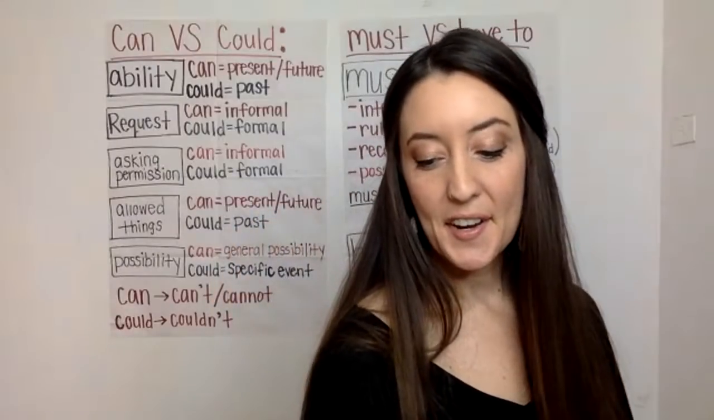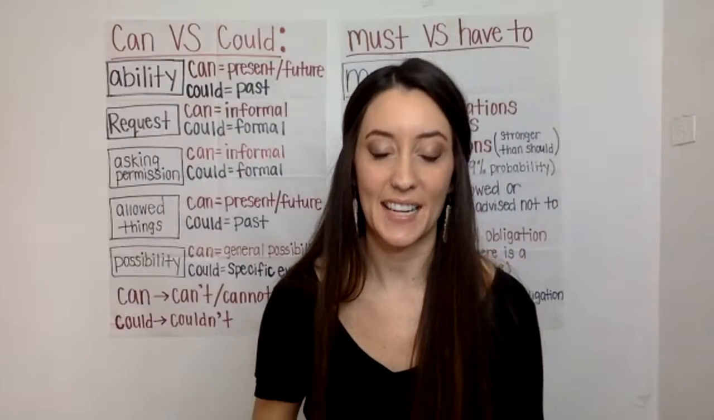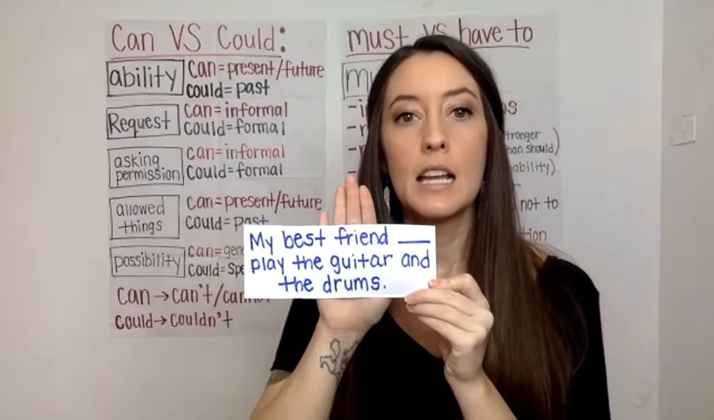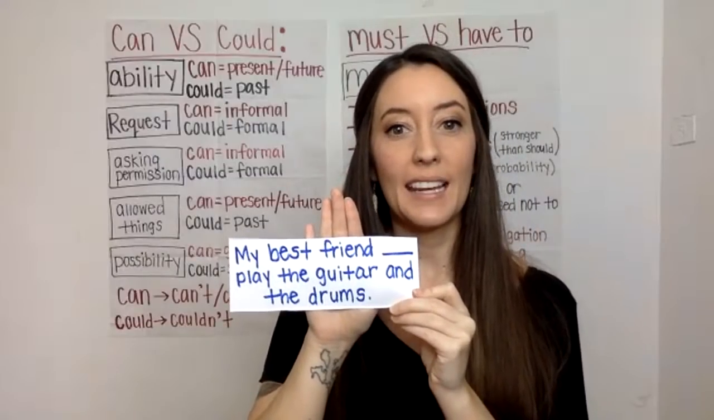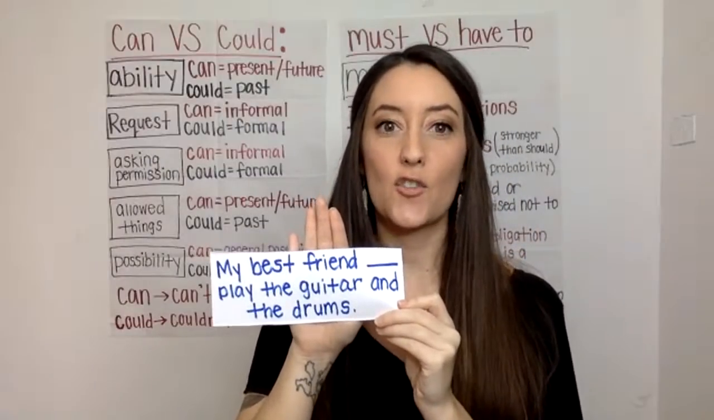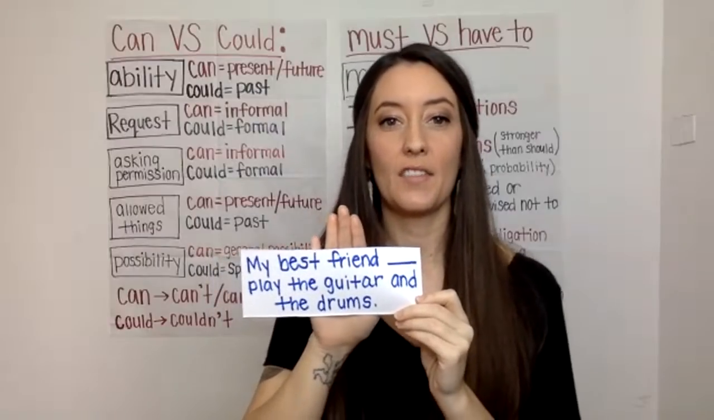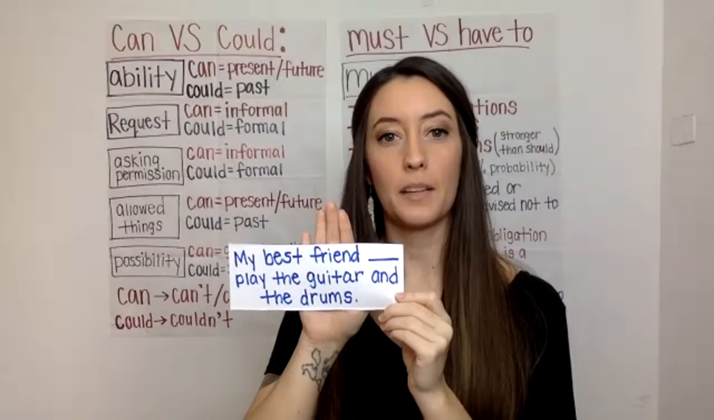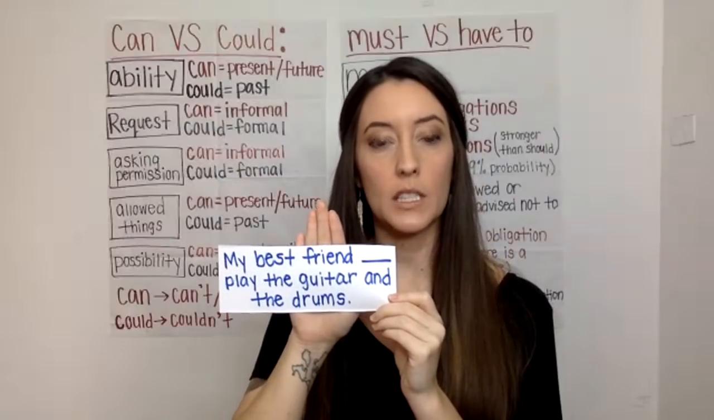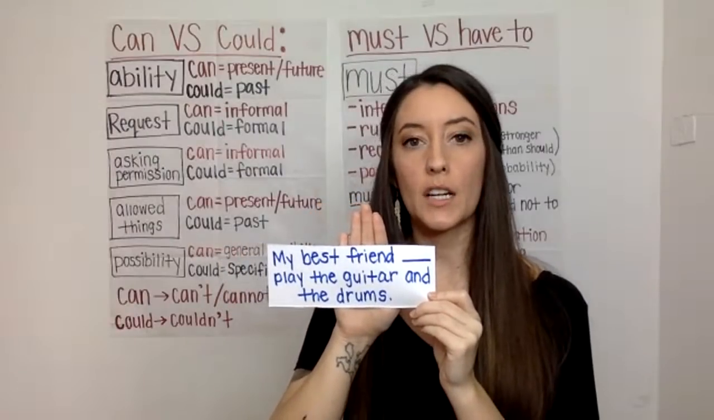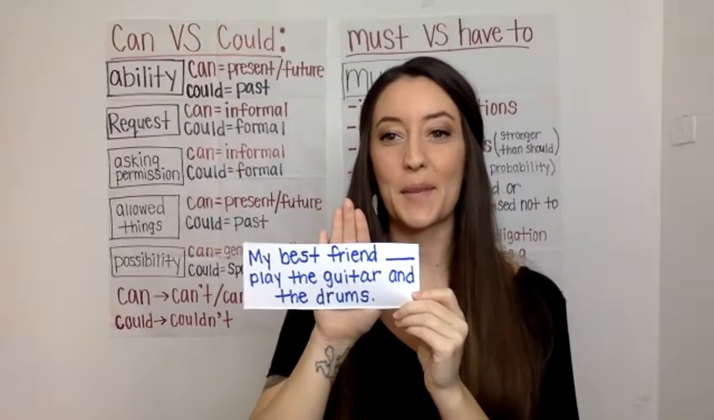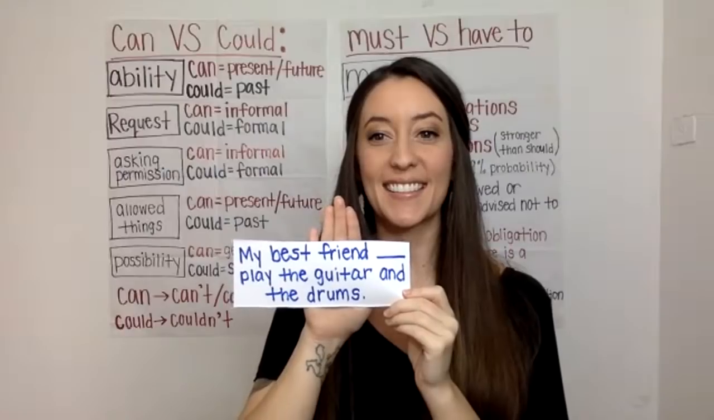Very good. Okay, and our last example. My best friend, blank, played the guitar and the drums. The very talented best friend. My best friend, blank, played the guitar and the drums. So would this one be can or could? Give me just a moment, type your answers in the chat.